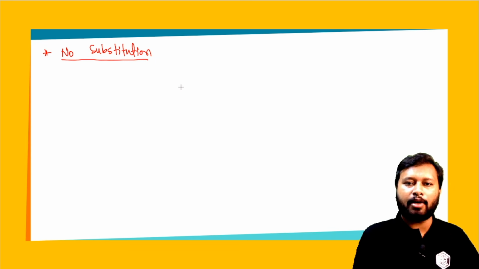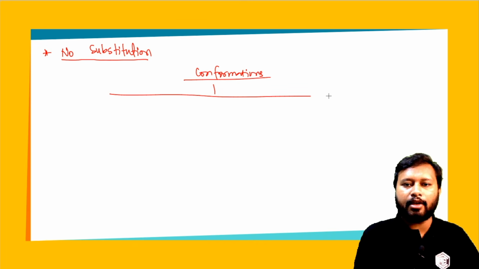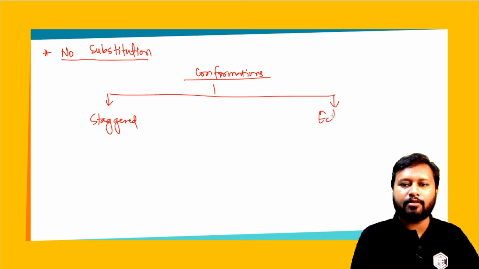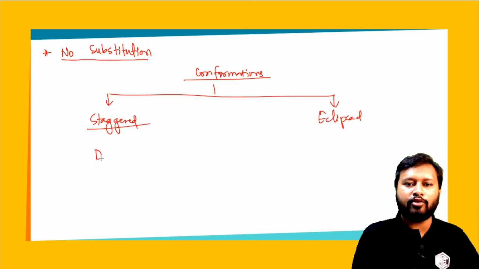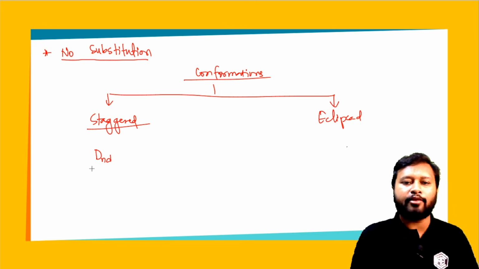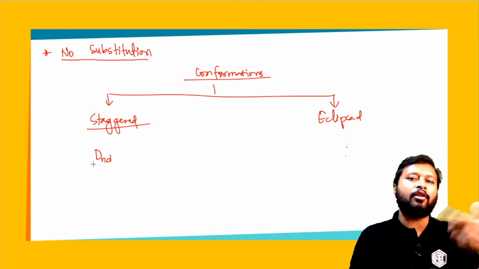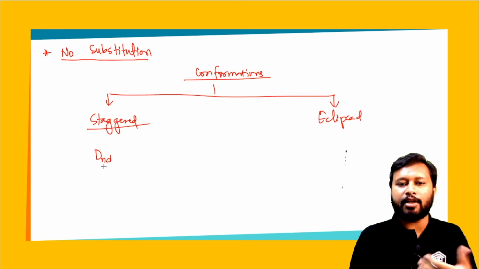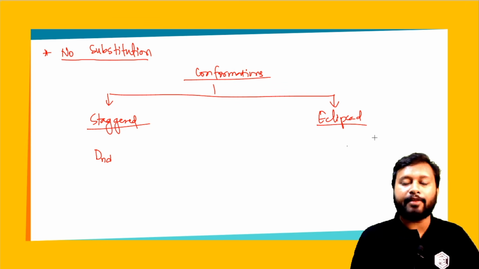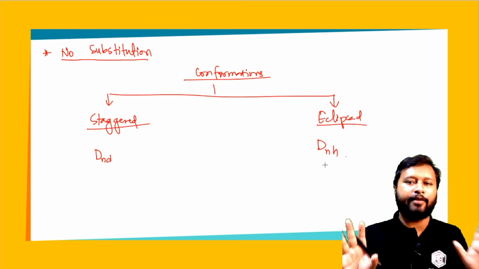Now there are two types of conformations which will be asked. The conformations you will come across are either staggered or eclipsed. Whenever you have a staggered conformation, the point group is going to be Dnd. You have to remember the Dnd point group, where n is the order of the principal rotation axis. So it will be D3d, D5d, and so on. If the conformation is eclipsed, it will be Dnh, that's all. So you just have to take care of these two things.